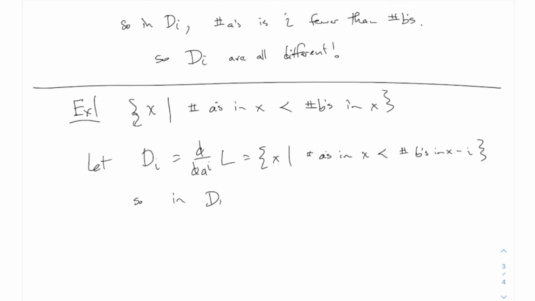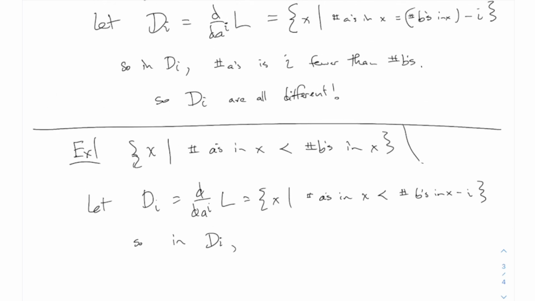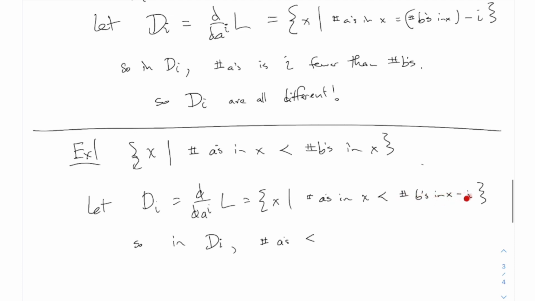So in d_i, I'm going to try to say something like I said before. Before, in the earlier example, it was an equal sign, so I said the number of a's is i fewer than the number of b's. I would say something like the number of a's is less than, well, I end up just writing the same thing again, right? Is that even grammatical? Maybe I'll just not write it, since I'm going to end up writing the same thing again.